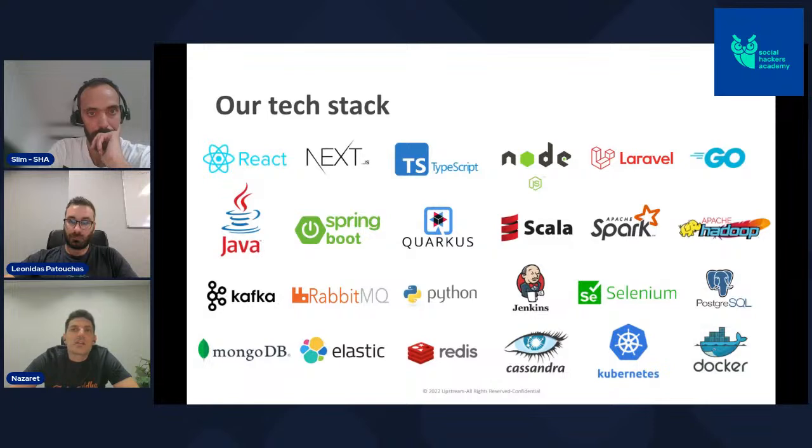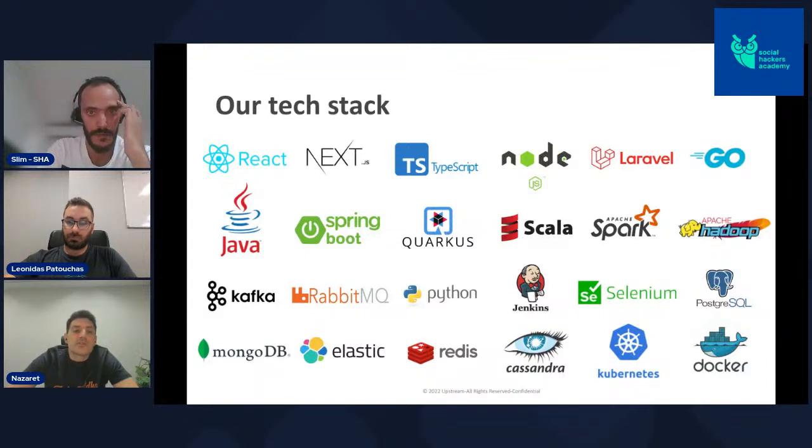We use Scala, Spark, and Hadoop for our data engineering, our big data processing pipelines. We use Kafka and RabbitMQ as our message brokers for the asynchronous communication, as we explained. We use Python for automations, the automated releases, deployments, and all those automations. Jenkins is our CI/CD server, running all the automation tests and deployments. Selenium is our tool for test automations, as far as the UI automations.